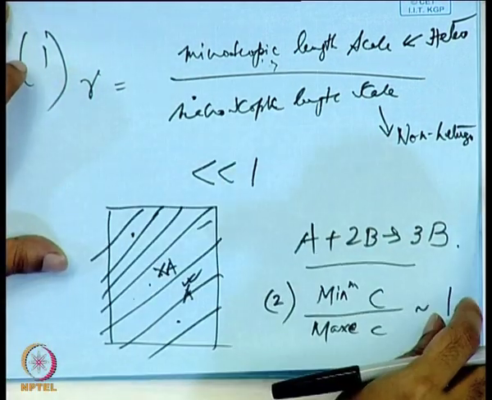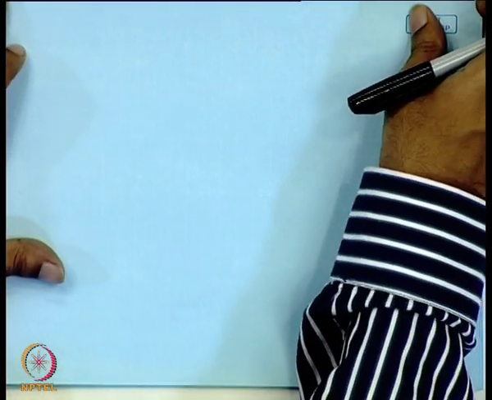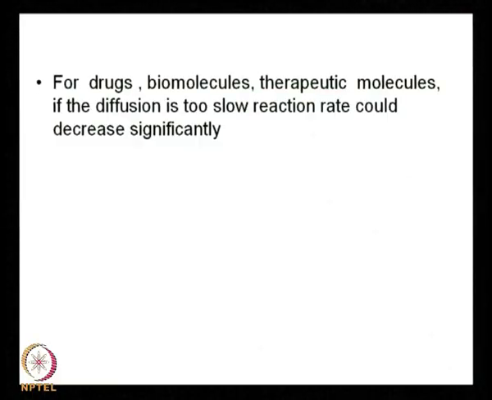Okay. So, having said these things, I think it does not make sense to go and write a model unless we understand the constraints, the boundaries within which we are writing that model. So, having met that, we can try and write a model for this. These are for drugs, biomolecules, therapeutic molecules and so on, and if the diffusion is slow, then the reaction rate could decrease significantly. The reason is that in the pseudo homogeneous model diffusion and reaction occur parallelly, but in real life diffusion precedes reaction.